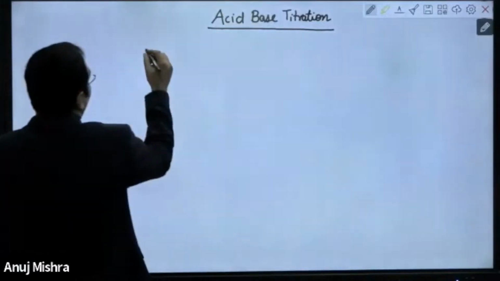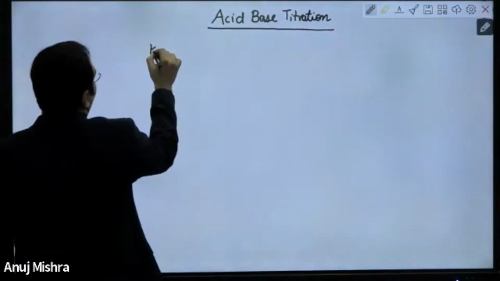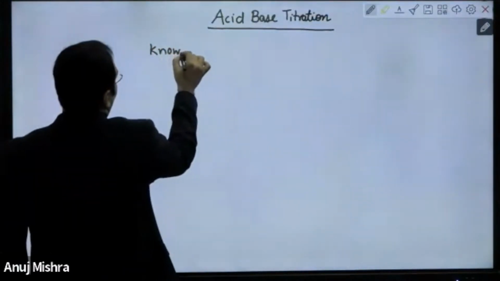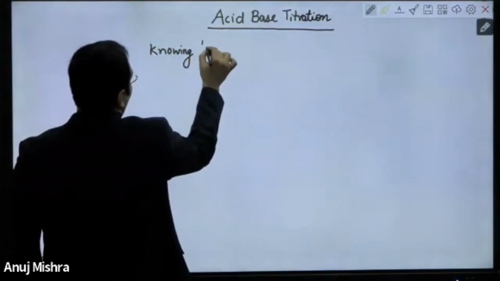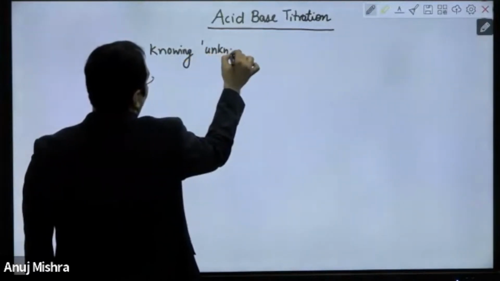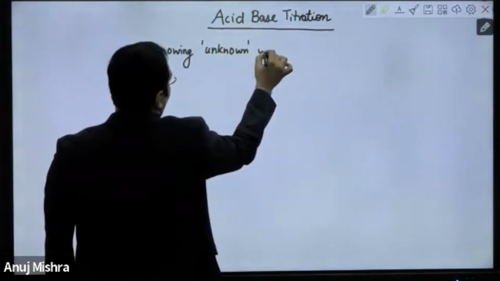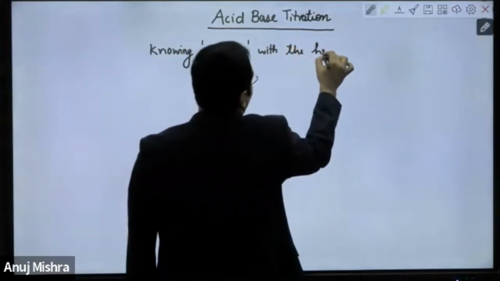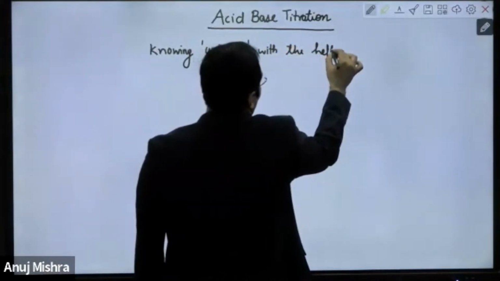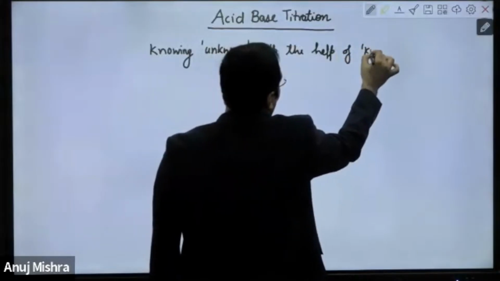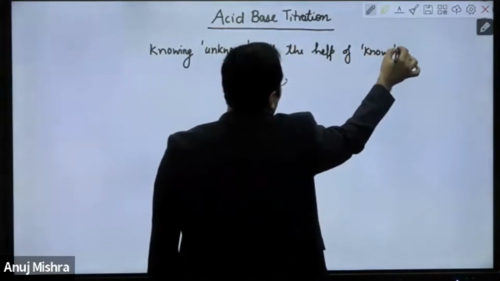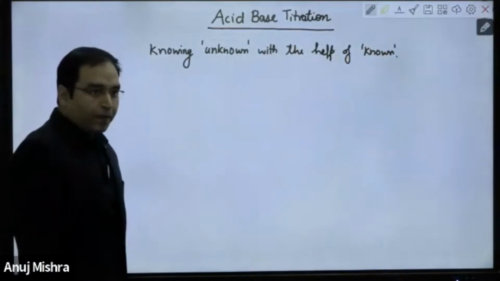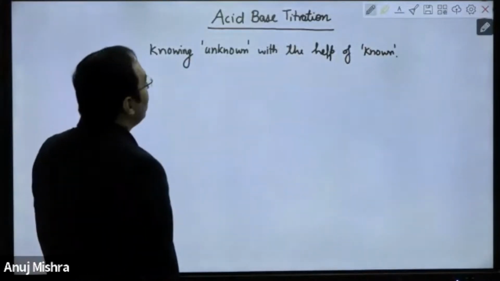So basically, I'll put it in very simple words: knowing the unknown with the help of the known. How is this definition? With the help of the known. It is that simple.